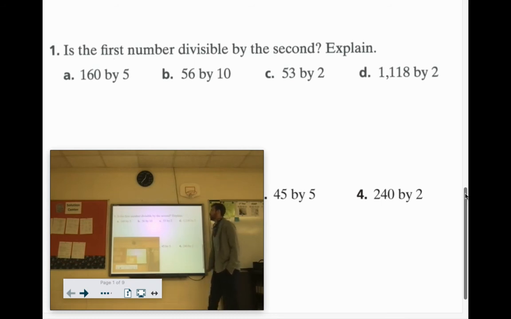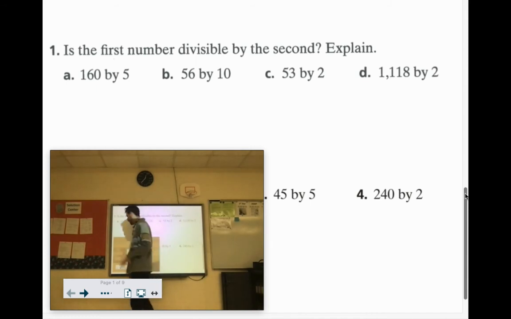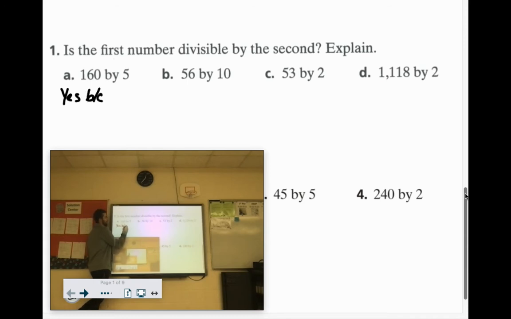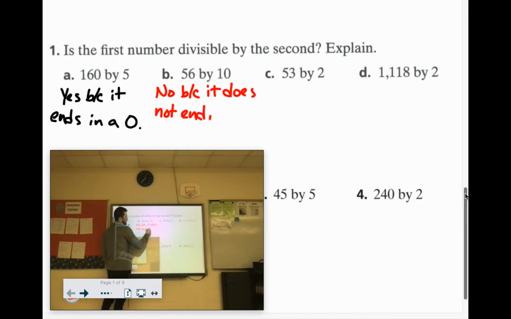Is the first number divisible by the second? Explain. So pause here, try it. I'll write it out right now. 160 by 5? Yes. Because it ends in a 0. And remember, for 5, it needs to end in a 0 or a 5. 56 by 10? No. Because it does not end in 0.